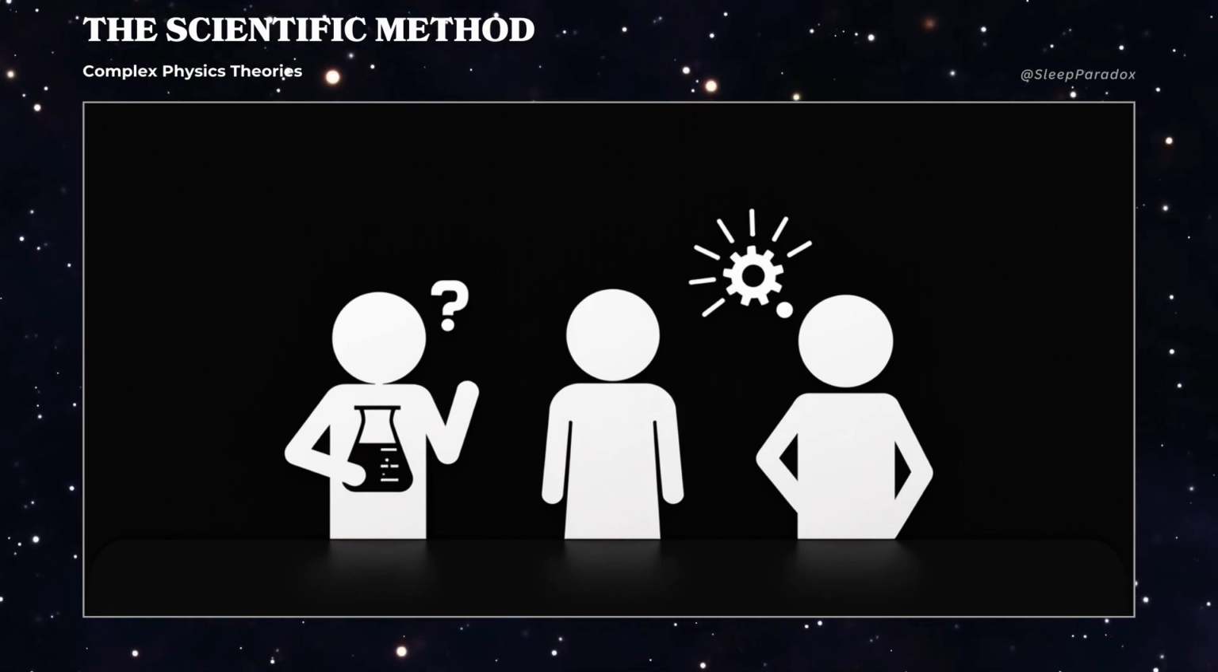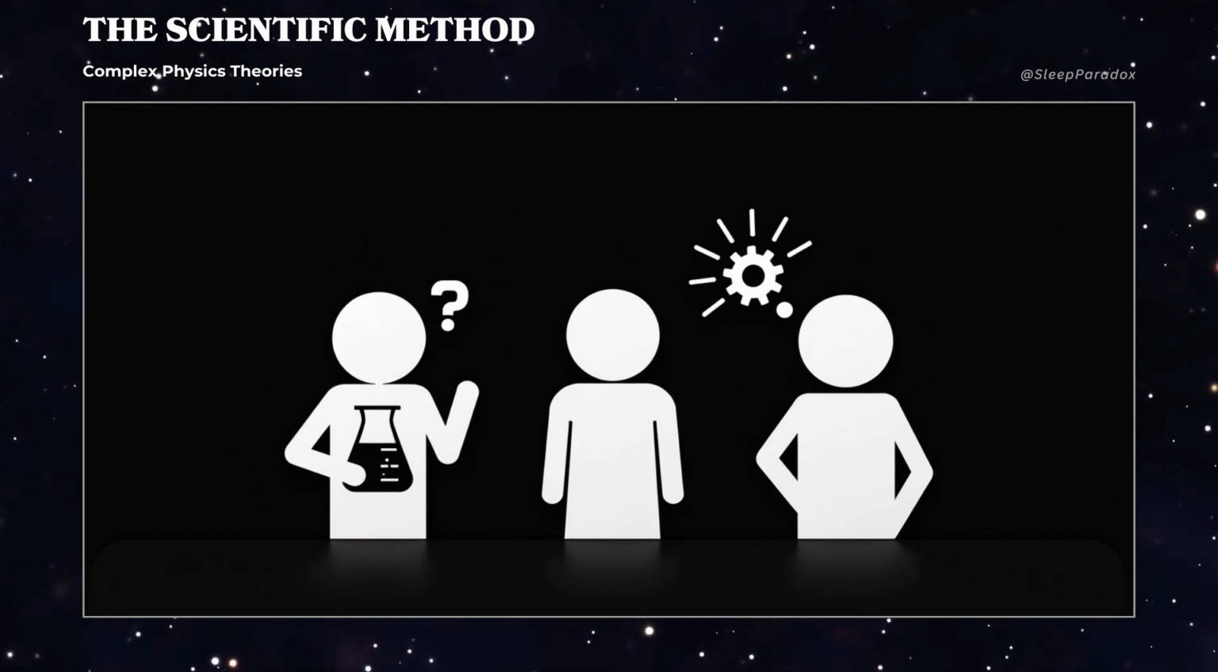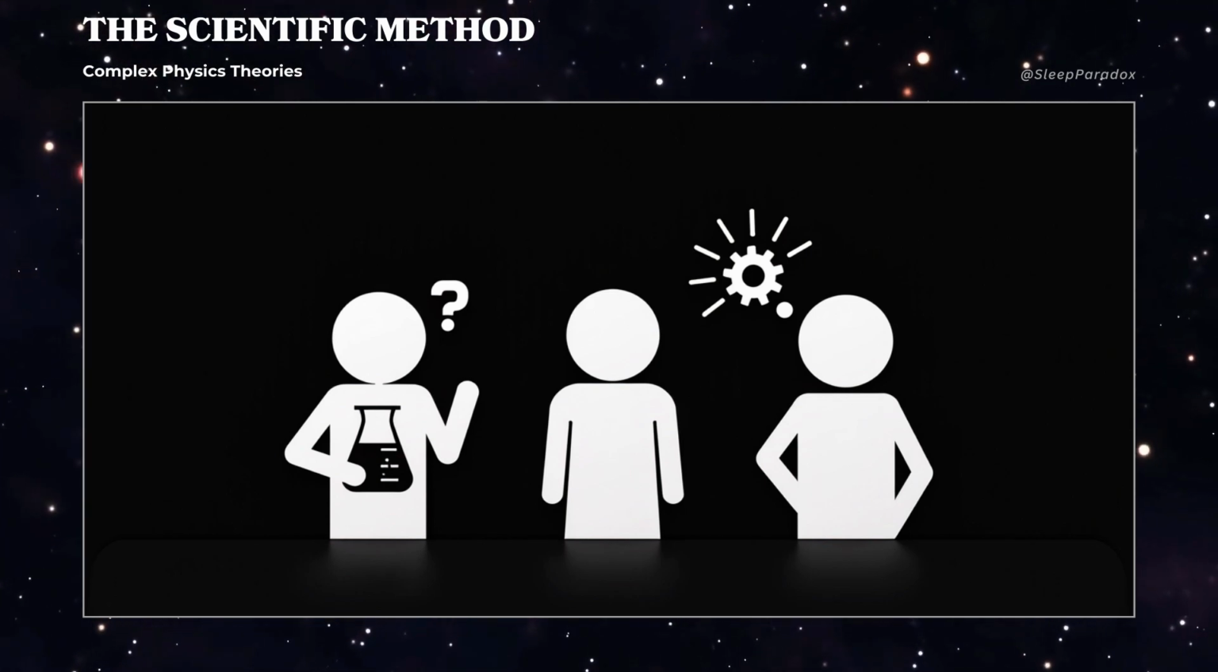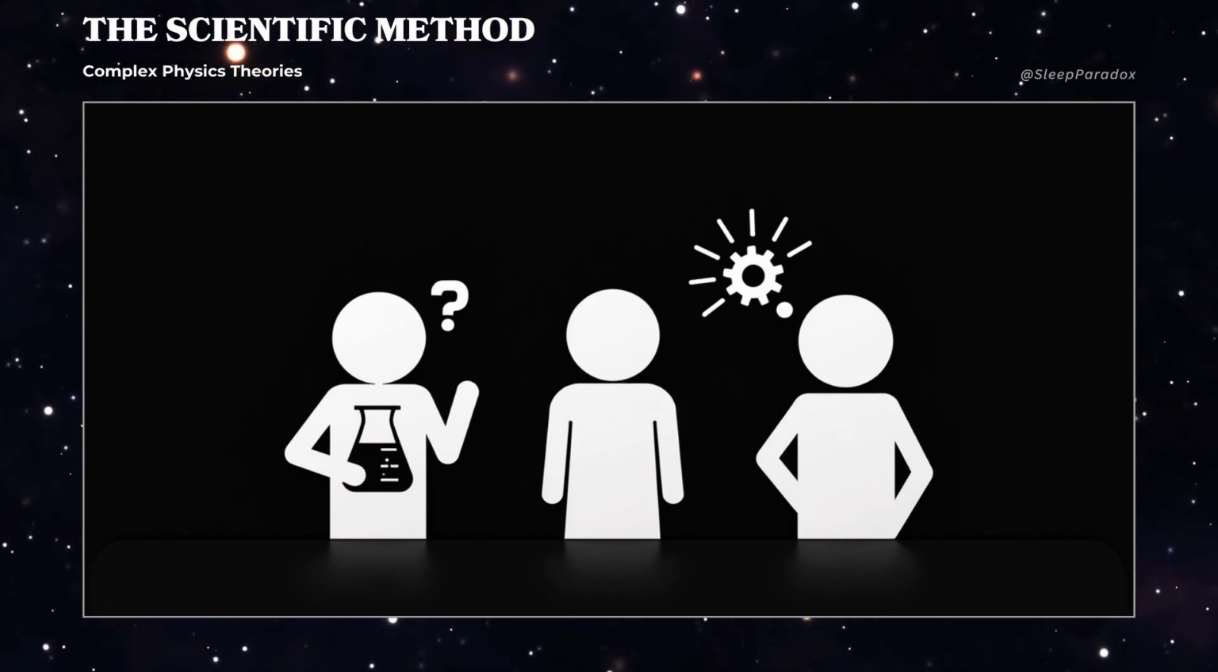From that question, scientists form a hypothesis, which is a proposed explanation that can be tested. This hypothesis isn't a random guess. It's based on existing knowledge, observations, and logical reasoning.